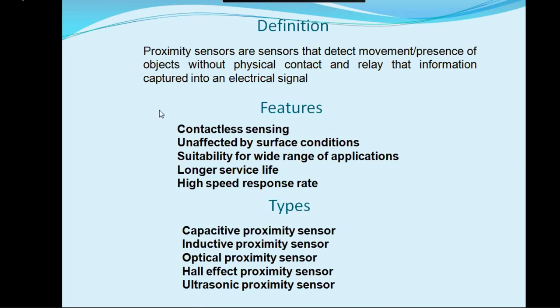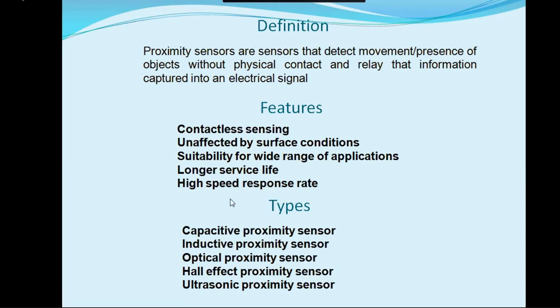So these are the five special features the proximity sensors have. One is contactless sensing. Second is that they are unaffected by any surface conditions. Third is suitability for a wide range of applications. Fourth is longer service life. And fifth is high speed response. You may call these features or advantages, along with the applications. The next topic is the classification, which is mostly important: capacitive and inductive type proximity sensors.